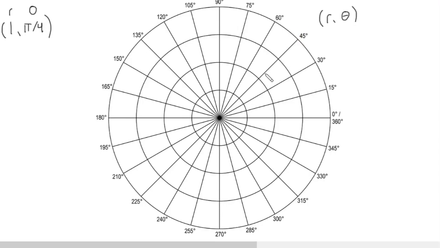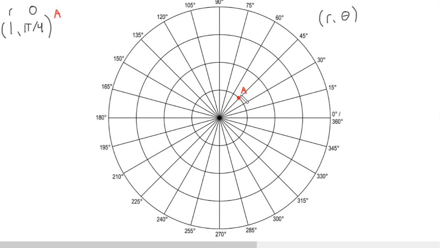So then I just have to see, well, how many circles out am I going? Well, the answer is just one circle out. And r basically just determines how many circles out you go. So that means I would just put my point right here. I'm just going to call this point A. And that's it.